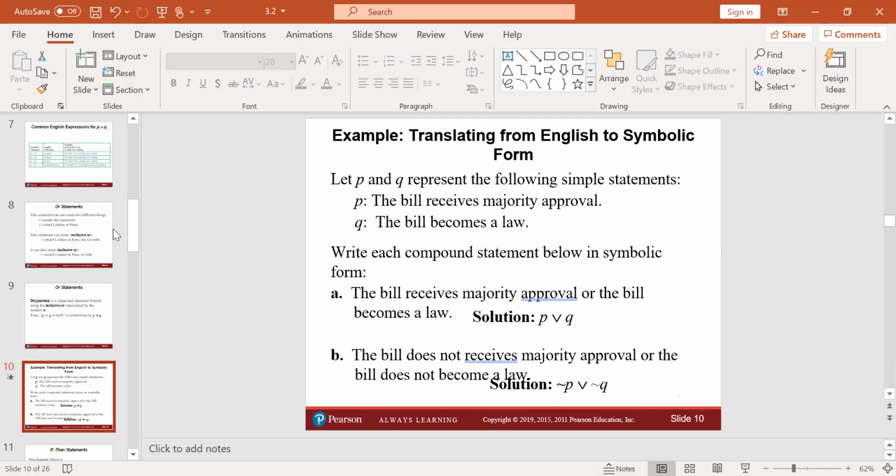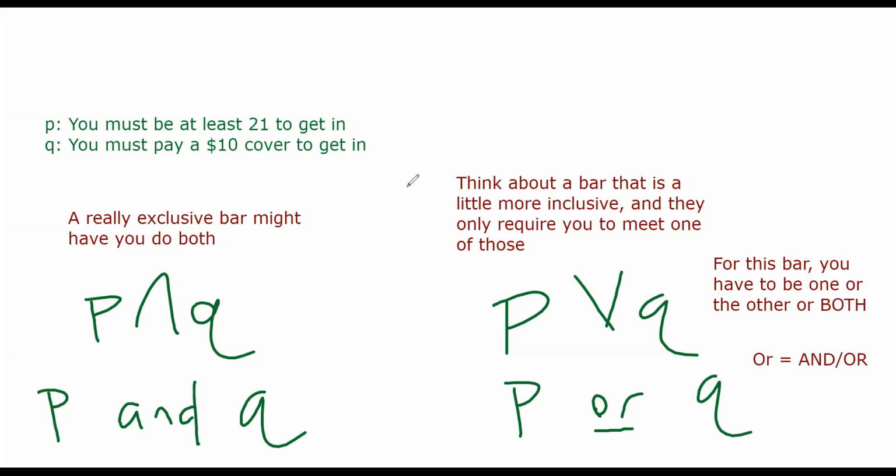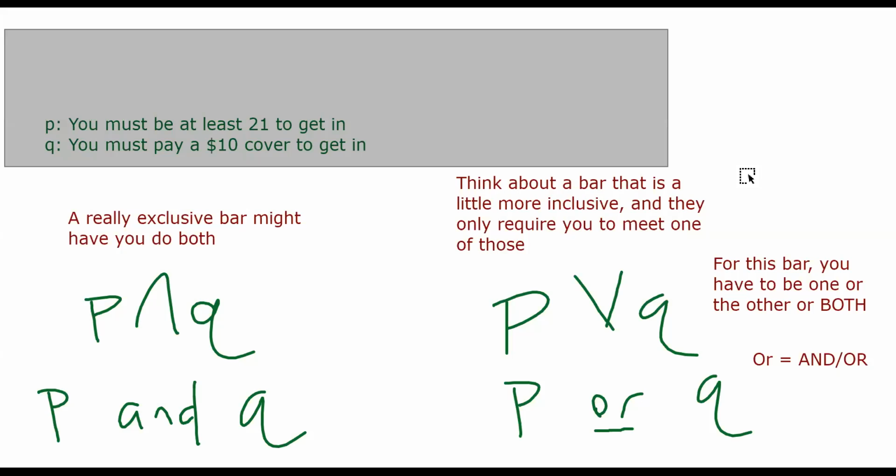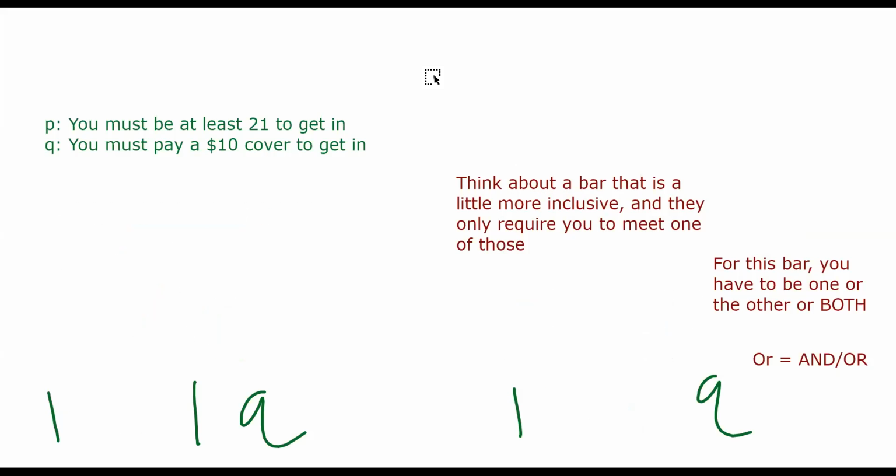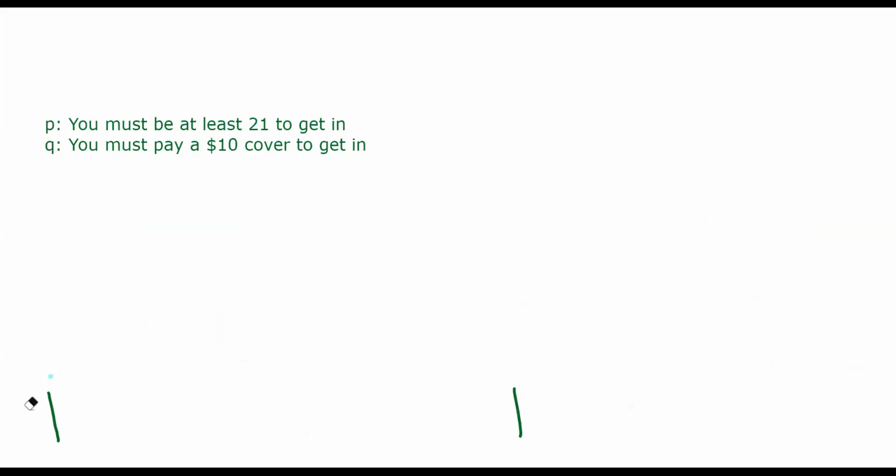Again, I can't emphasize enough: everything we're learning here has a direct analogy in set theory. So everything you've already learned in set theory can help you out here with this material. So let's say P is the statement, you must be at least 21 to get in. Q is the statement, you must pay a $10 cover to get in. So this is chapter 3 logic stuff, logic theory. Let's talk about chapter 2 set theory.